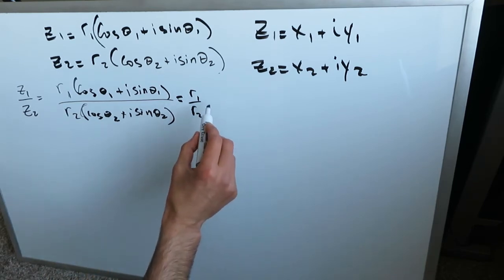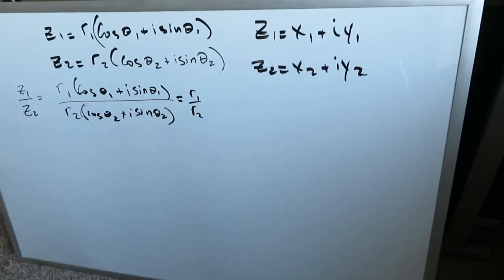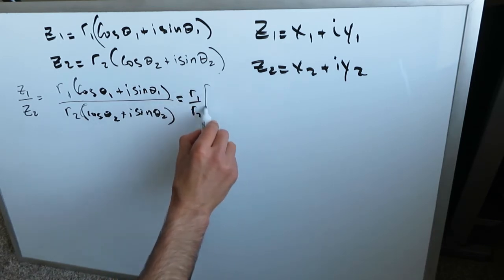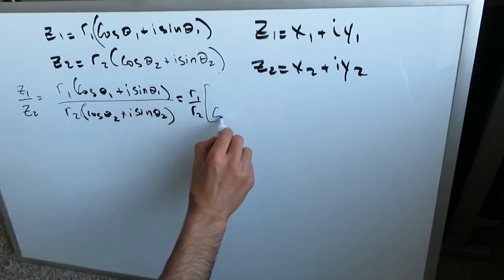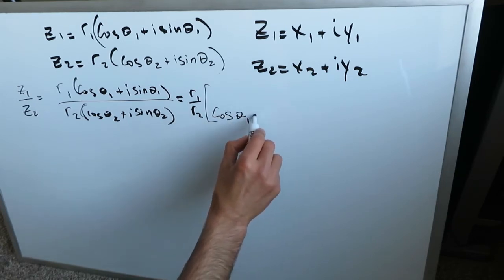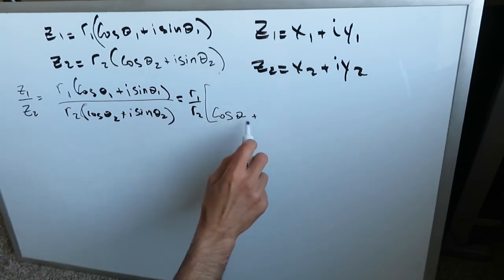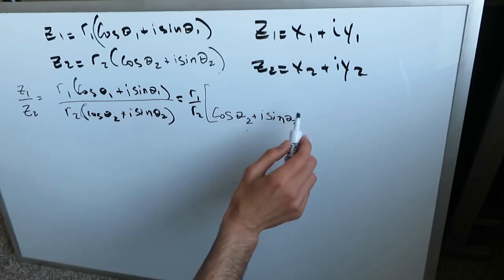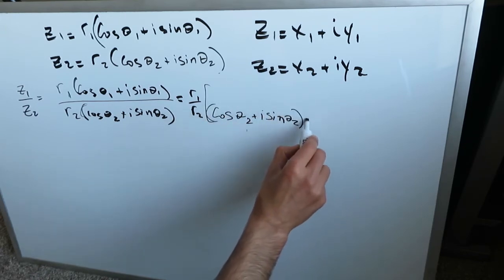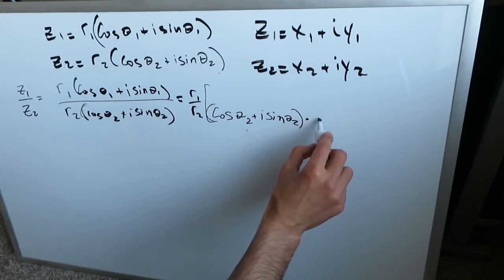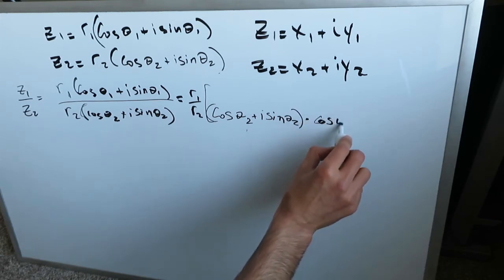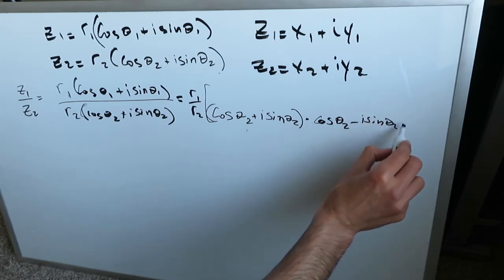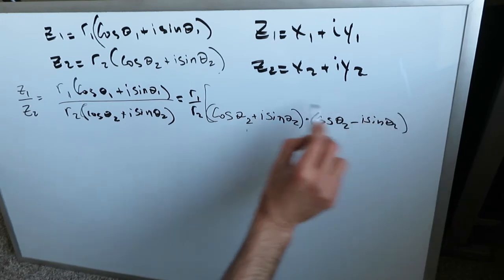You're going to rationalize it by taking the conjugate. You're going to use conjugates over here. Watch. You're going to get on the bottom cosine theta 1 plus, this is theta 2 plus I sine theta 2. You're going to multiply this with its conjugate, cosine theta 2 minus I sine theta 2. This is just the denominator part.